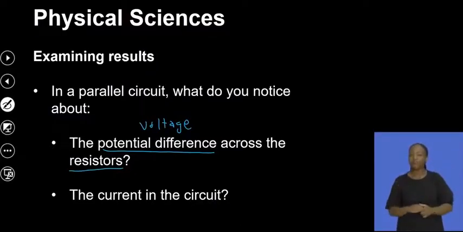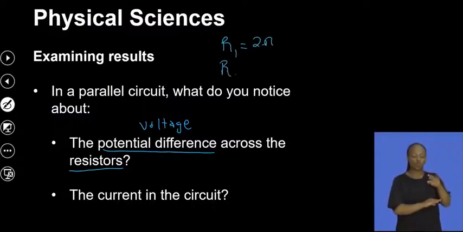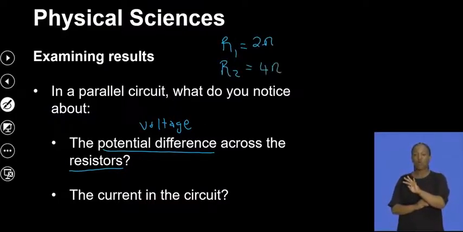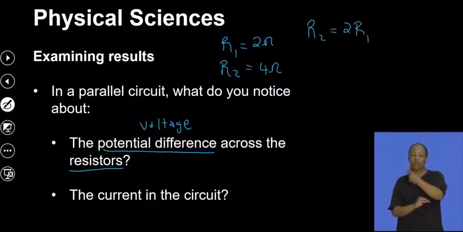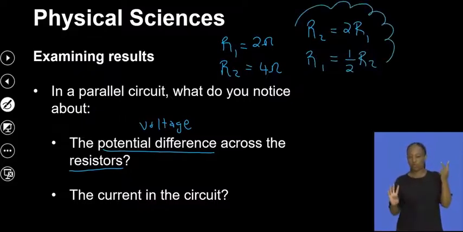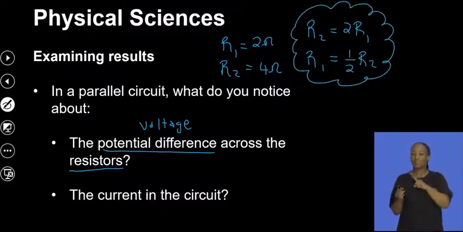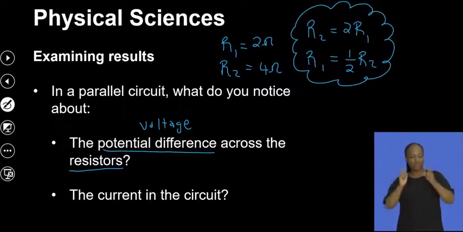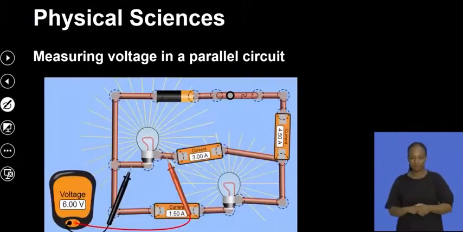Now we are saying that R1 is equal to 2 ohms, and then our second resistor that we will connect in parallel is equal to 4 ohms. Take note that R2 is equal to 2 times R1, or R1 is equal to half of R2. Take note of that proportion between those two resistors. Okay, so we'll go to our circuit.